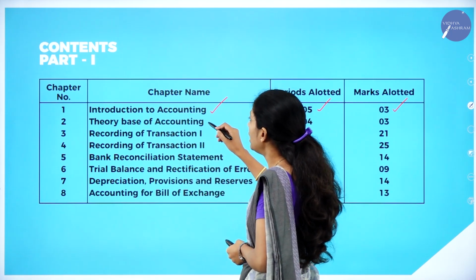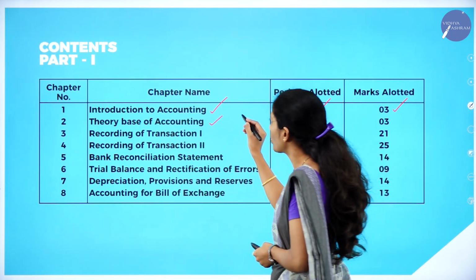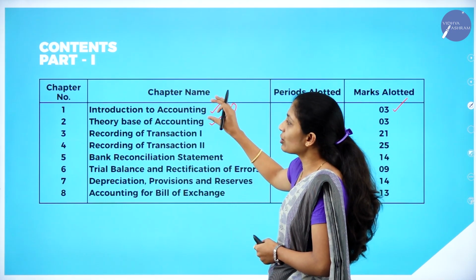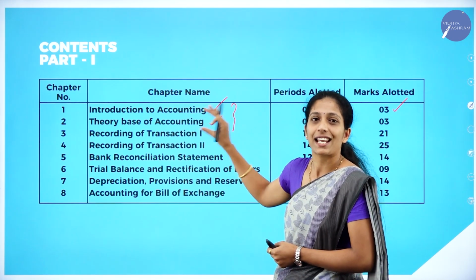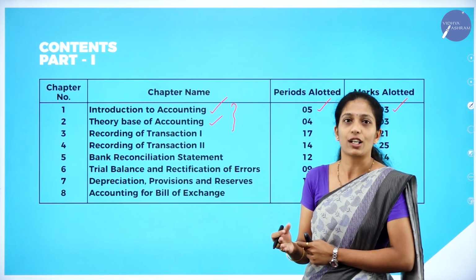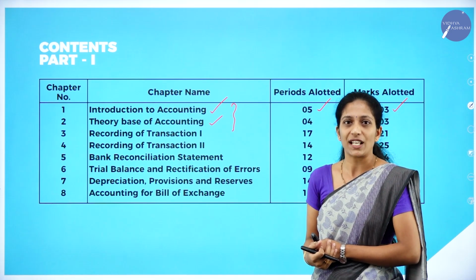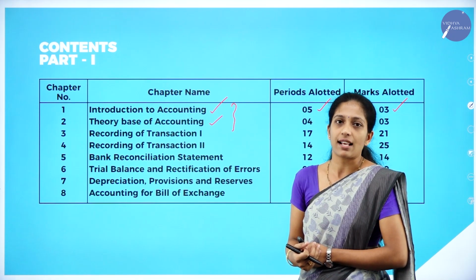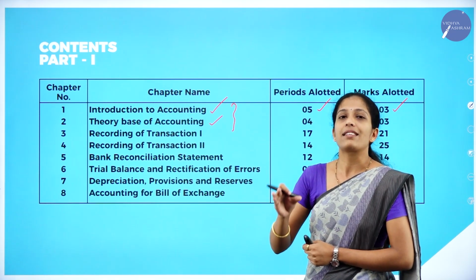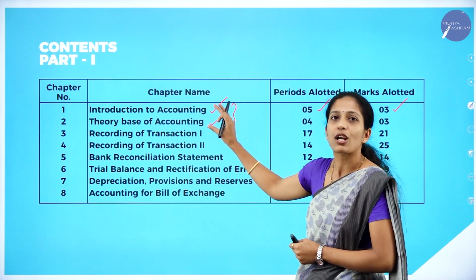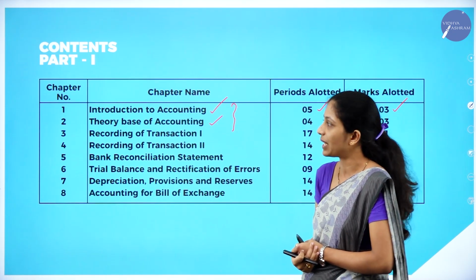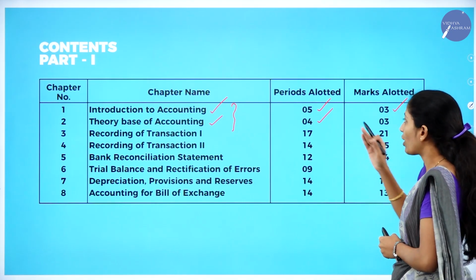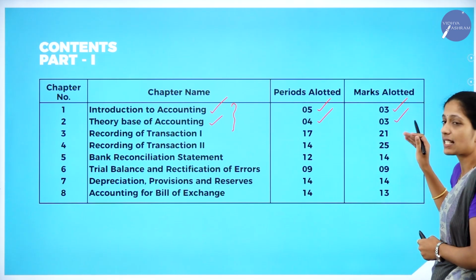Next, the second chapter, Theory Base of Accounting. My dear students, since you are going to learn accountancy for the first time, here you are going to learn all the theory concepts in accounting. So what are the theory concepts? How has accounting originated? What are the rules to be followed while recording each and every transaction in the books of account? In detail, you are going to learn all the theory concepts in these first 2 chapters. For the second chapter, the period allotted is 4 hours and marks allotted is 3 marks.